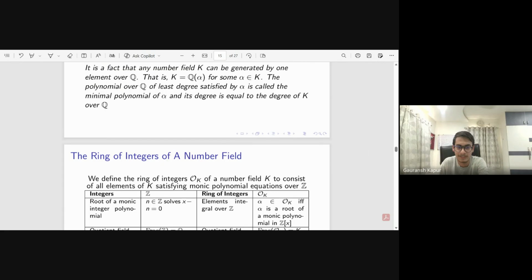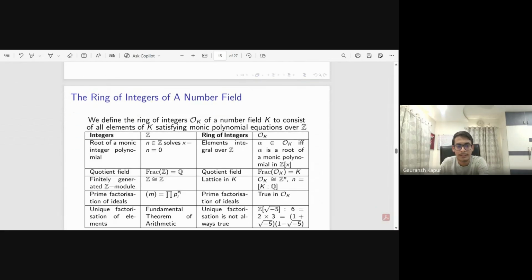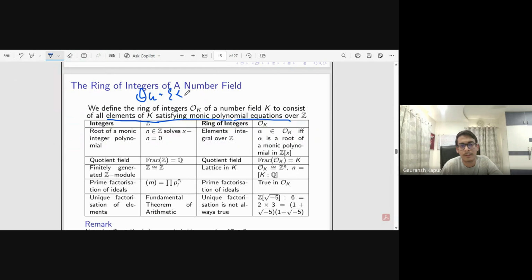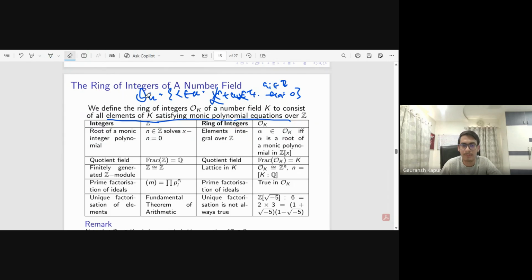So that is called the ring of integers, and we define it to be the set of all elements of K satisfying monic polynomial equations over Z. So to write this down, O_K is the set of alpha in K such that alpha^n plus a_1 alpha^(n-1) plus ... plus a_n equals 0, where the a_i's are integers. So this is what O_K is, and O_K is actually a ring.